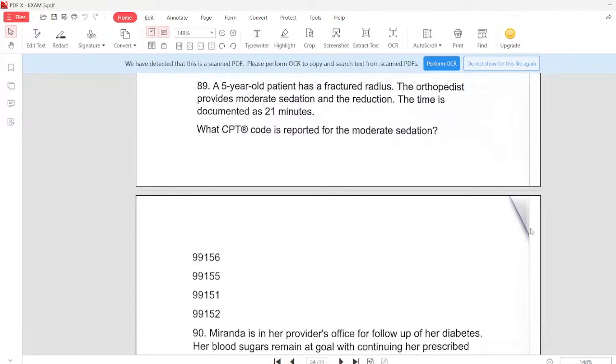Sandeep, what about question 89? Yeah, D, correct answer. Very good, Sandeep. D is the correct answer. 99152 is related to moderate sedation. It is present in your medicine chapter, guys. Actually, it's an add-on code, but it is present in the medicine chapter. Very good, Sandeep. Yes, Agash, correct answer, dear.